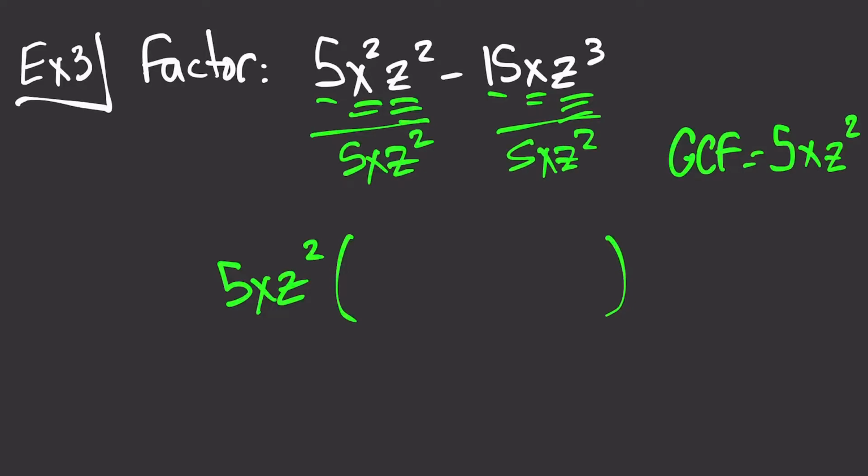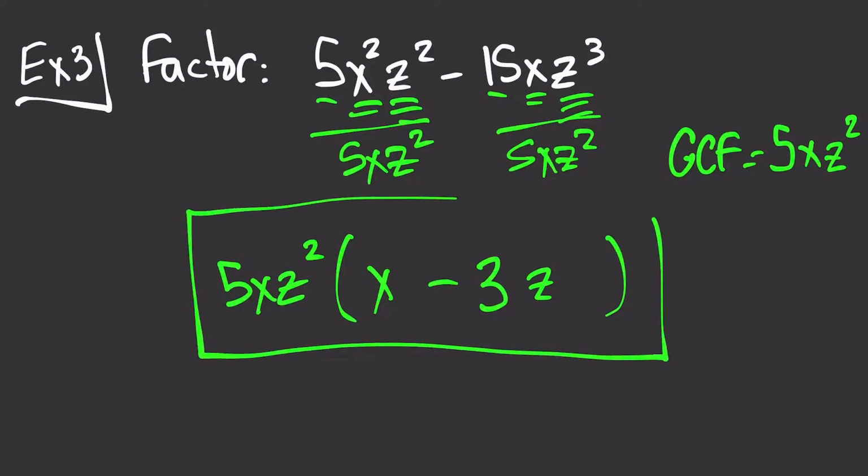All right, so what do we get here? 5 divided by 5 cancels. X squared divided by x is x. Z squared divided by z squared cancels and you just get a 1. Over here, I've got 15 divided by 5, that's 3. X cancels with the x in the denominator. Z cubed divided by z squared is just z. So here's my final answer.